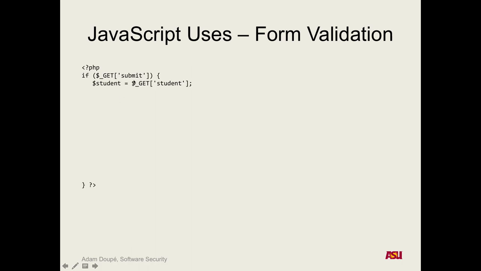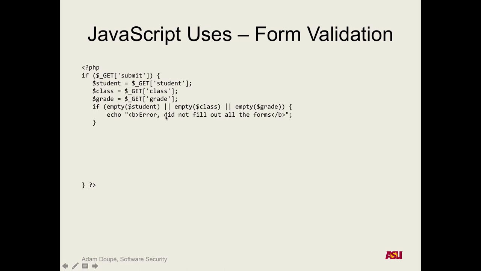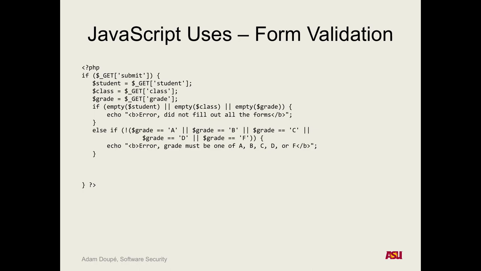So here we have PHP code. So get the student, class, and grade. If they're empty, say, error, didn't fill out all the forms. Otherwise, check. So a grade should be either A, B, C, D, or technically E here. I did this before I found out we had E grades. I didn't realize that. That's super weird. It's still weird to me, but.